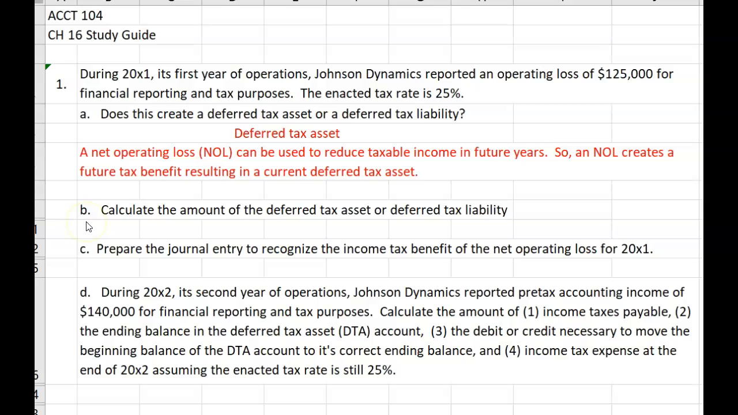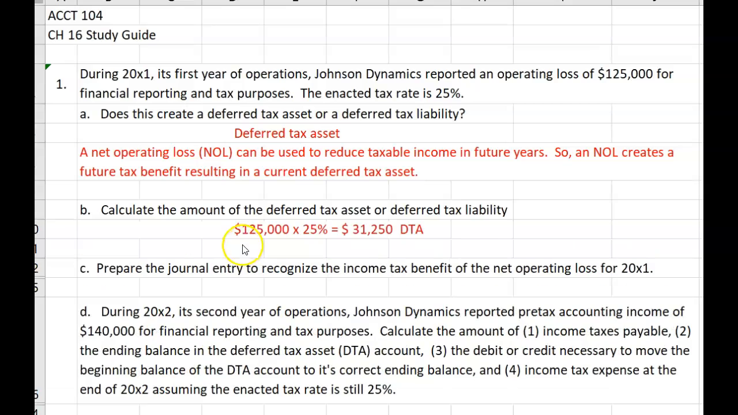Number 1B, calculate the amount of the deferred tax asset at the end of 20X1. The net operating loss is $125,000 times the 25% enacted tax rate, which results in a $31,250 deferred tax asset.